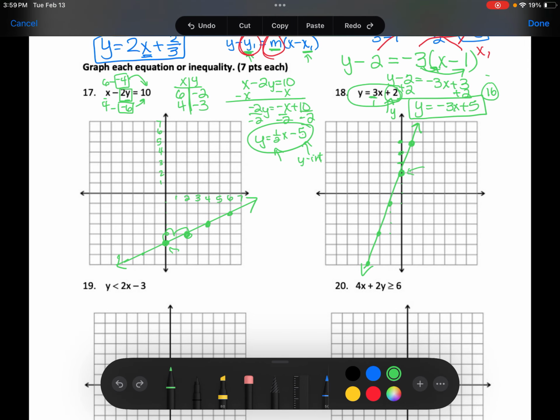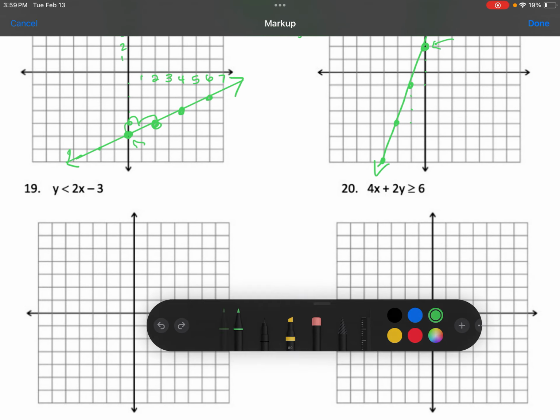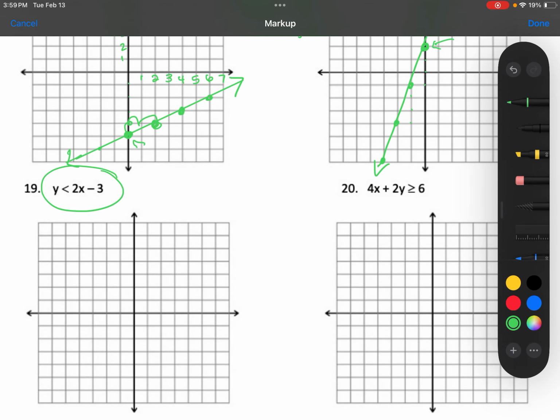Okay, the last two on this worksheet are inequalities. So here we're going to graph this inequality first. When you do your first graph, you're just looking at the line, like if it had said y equals 2x minus 3. I'm just saying, hey, how do I graph it if it was an equal sign? So same way, my y-intercept is negative 3.